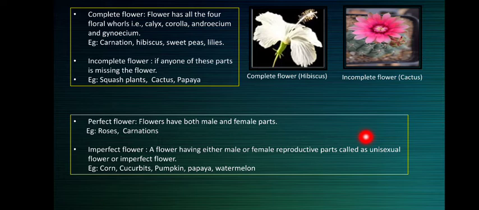An incomplete flower can either be perfect, having male as well as female sex organs, or imperfect, with either of the two sexes missing. The flowers with only male sex organs are described as staminate flowers. The flowers with only female sex organs are called pistillate flowers.